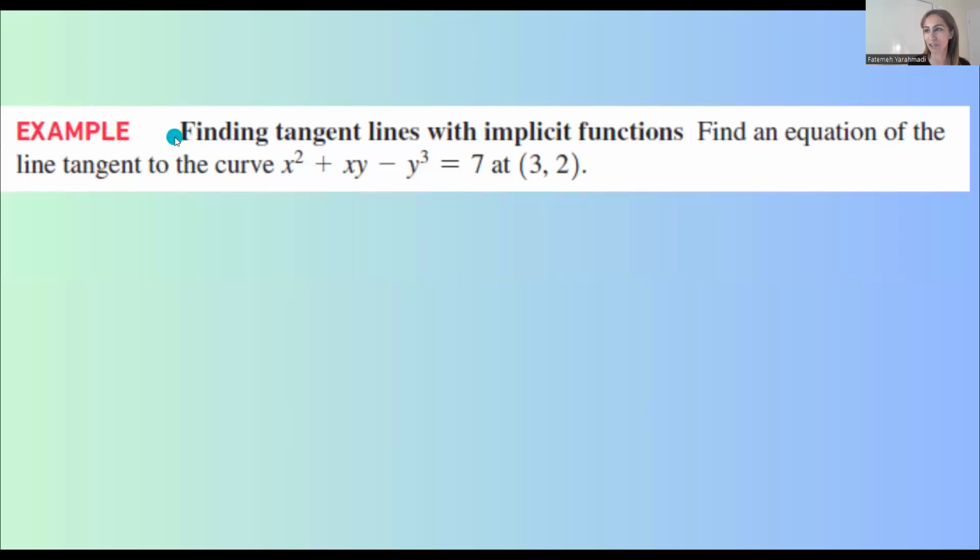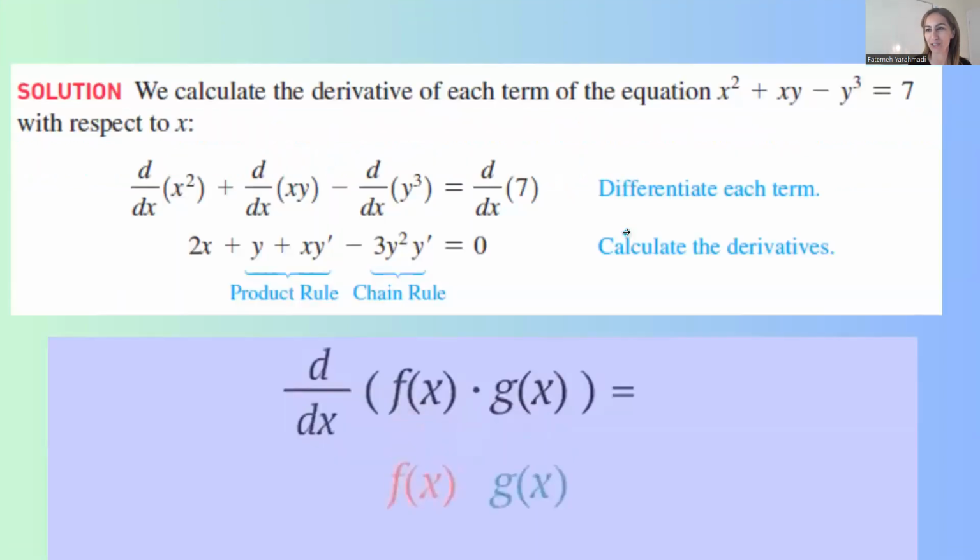Example question says, find the tangent line or tangent lines to the given curve at point (3, 2). As you can see, the curve is written implicitly. It means that you have a combination of x's and y's, and none of them are isolated on one side. So we have an implicit relation. We're going to apply implicit differentiation.